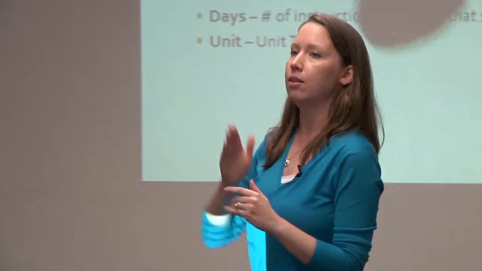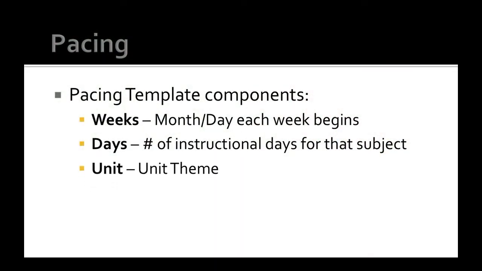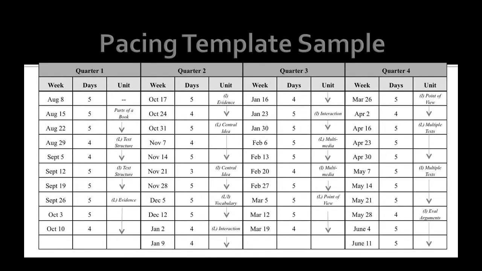The third column in each of those quarter or trimesters says unit. Here's where you're just writing the unit theme or the name of that unit. So if you were to fill it out, here's an example of what it might look like. This is an example of looking at quarters. It's not as clear as it could be.